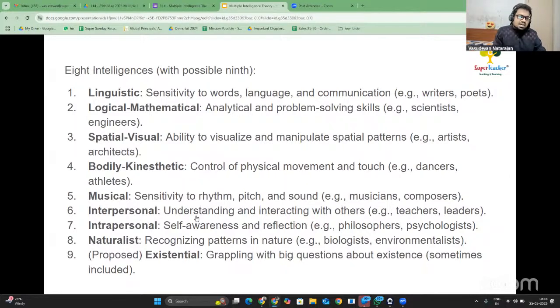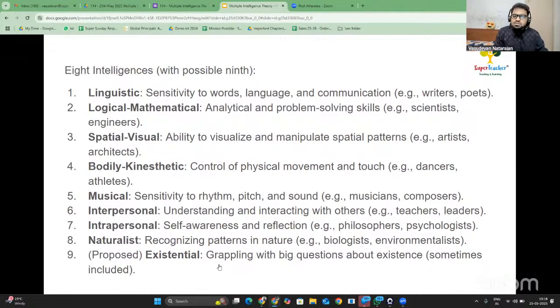Interpersonal is understanding and interacting with others, which is basically teachers or leaders or parents for that matter. Intrapersonal is something related to talking to yourself, which is self-awareness, reflection, like philosophers, psychologists. These people like to talk to themselves more than talking to the other people out there. Naturalist, recognizing patterns in nature, for example, biologist, environmentalist.